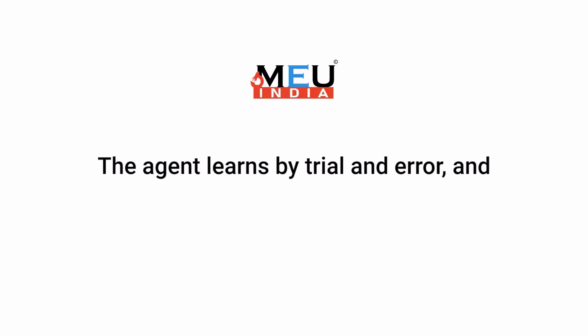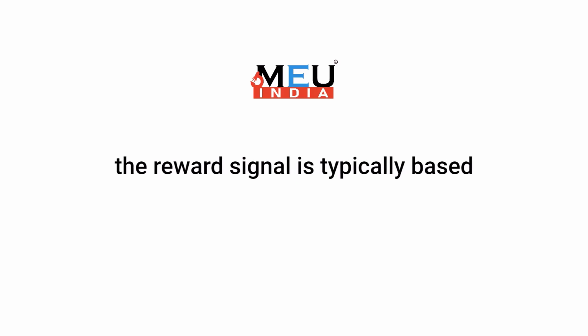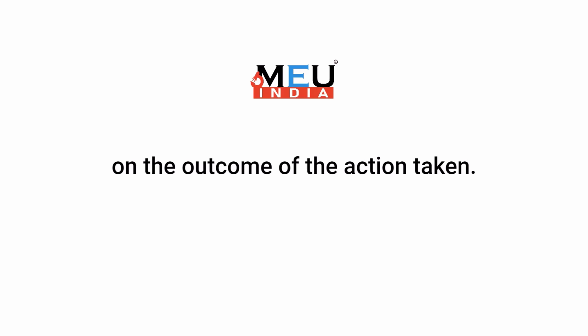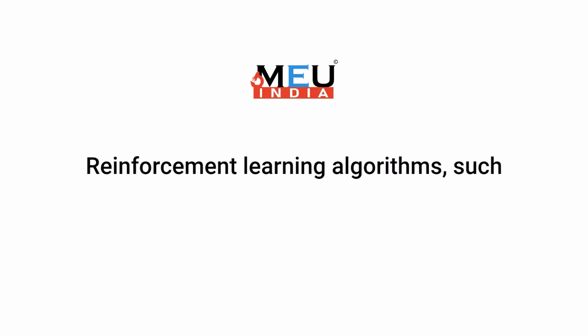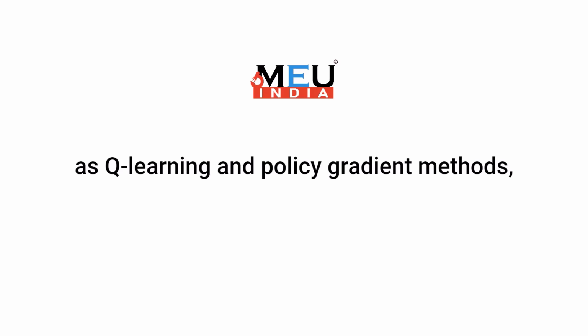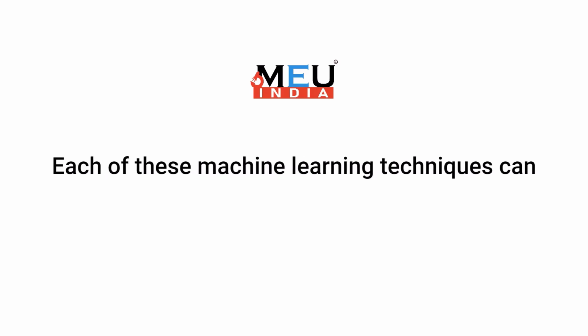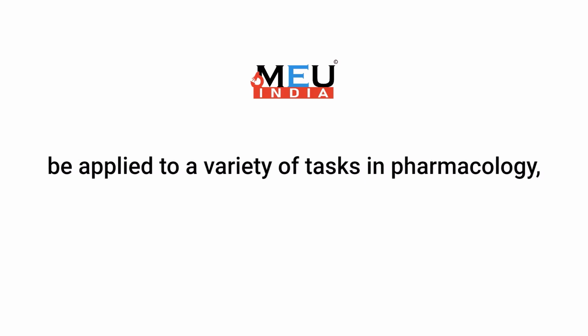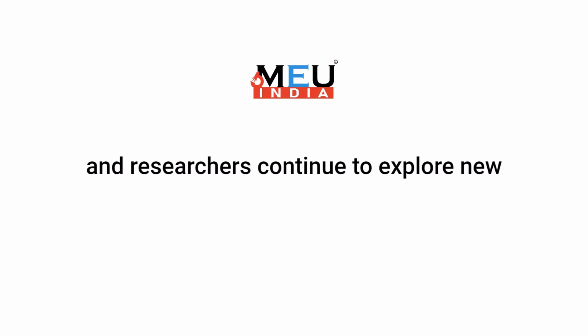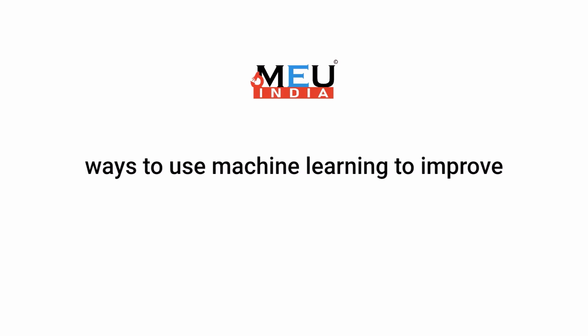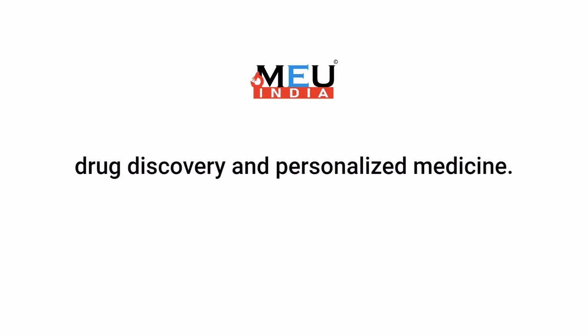The agent learns by trial and error, and the reward signal is typically based on the outcome of the action taken. Reinforcement learning algorithms, such as Q-learning and policy gradient methods, are commonly used in pharmacology. Each of these machine learning techniques can be applied to a variety of tasks in pharmacology, and researchers continue to explore new ways to use machine learning to improve drug discovery and personalized medicine.